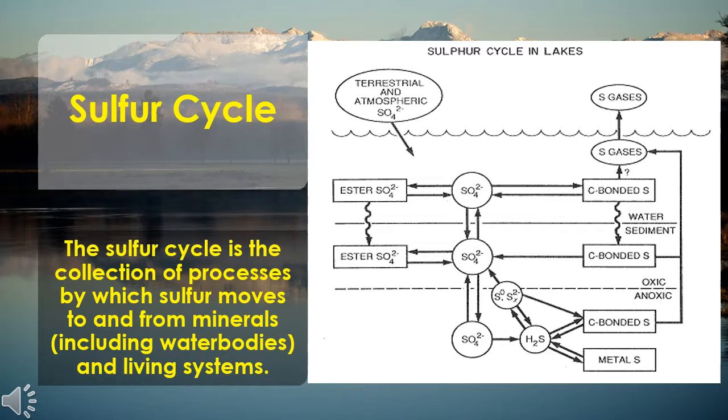The sulfur cycle is the collection of processes by which sulfur moves to and from minerals, including water bodies and living systems. To the right, you can see a diagram of the sulfur cycle in lakes, and see the different processes in the water, the sediment, and further down in the oxic and anoxic conditions.